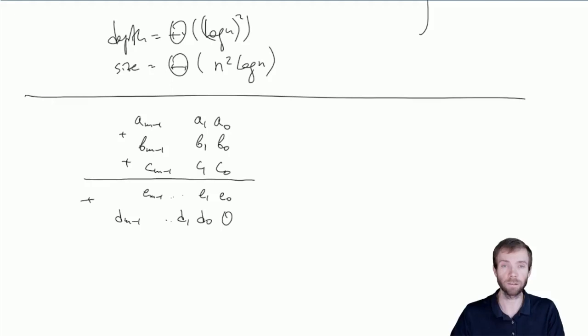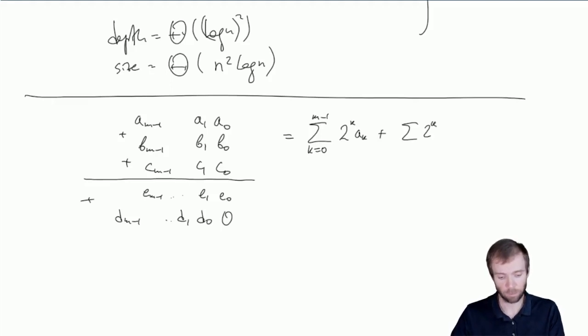So now we argue that the sum of these numbers in the binary notation is equal to the sum of the 3 original numbers. So we can actually express this using just standard algebraic expressions. The sum of these numbers is equal to the sum of 2 to the power of k times ak for k from 0 to m-1, plus the sum of 2 to the power of k times bk, plus the sum of 2 to the power of k times ck, where k ranges from 0 to m-1 everywhere.